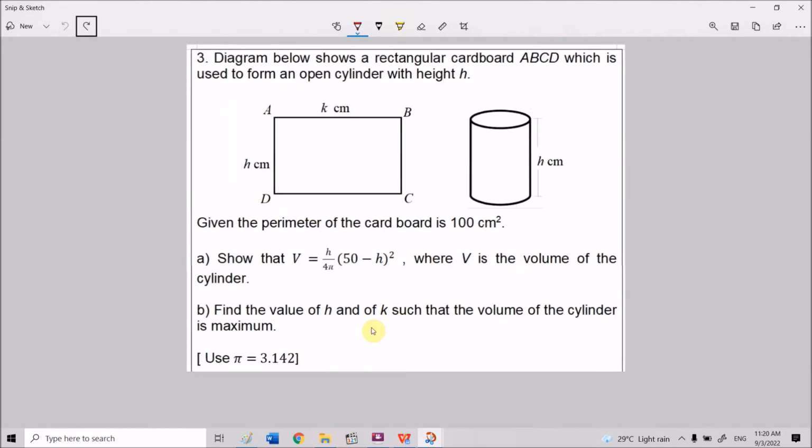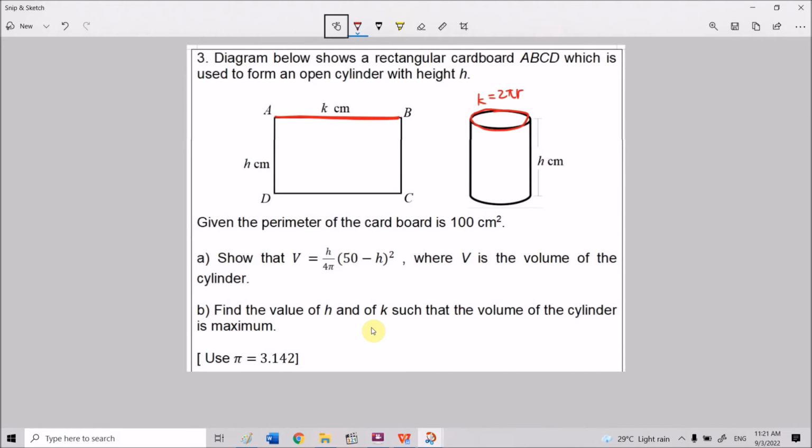It is used to form an open cylinder with the height. Okay, so if we roll this cardboard, it will form a cylinder such as this, where the height here is still the same, and the length K here becomes the circumference. The circumference is K, and since the circumference is K, the formula for circumference is 2 pi r.